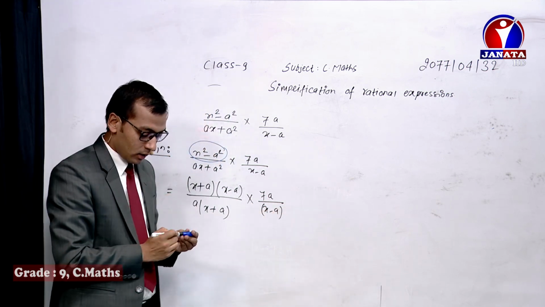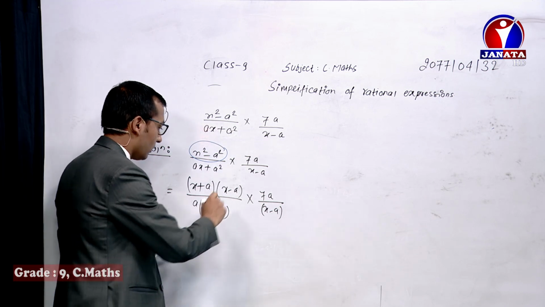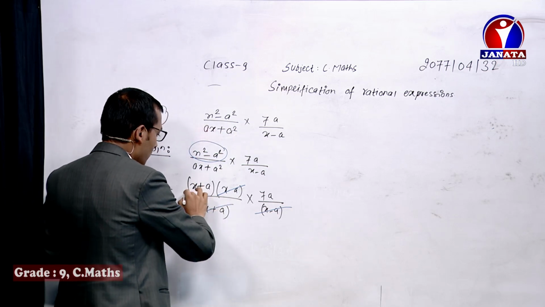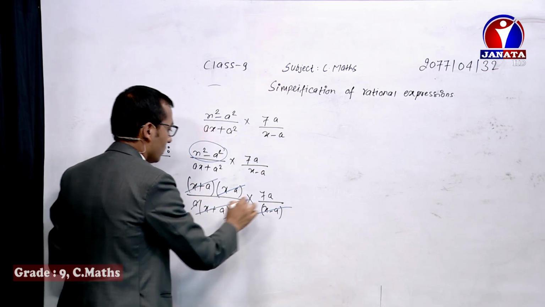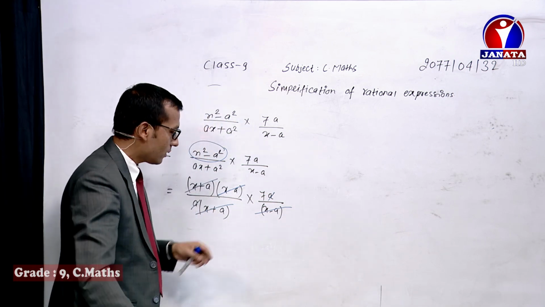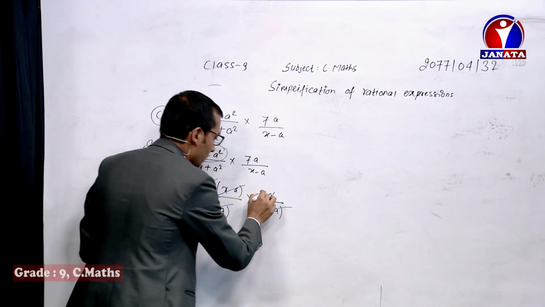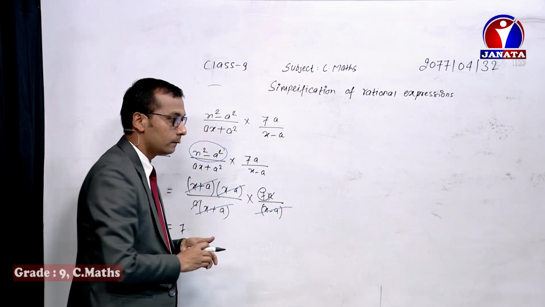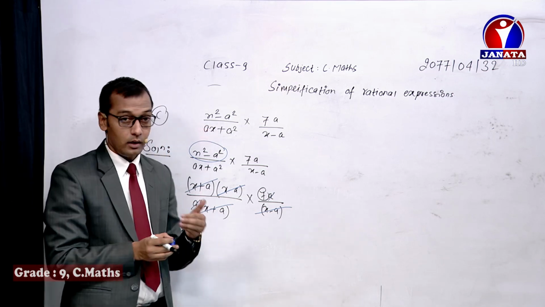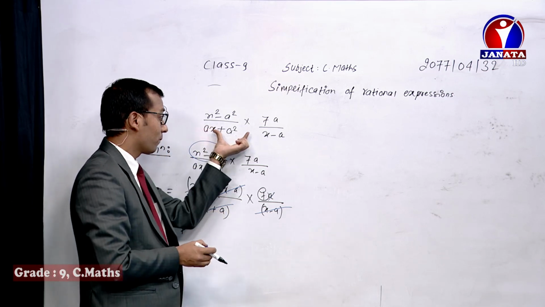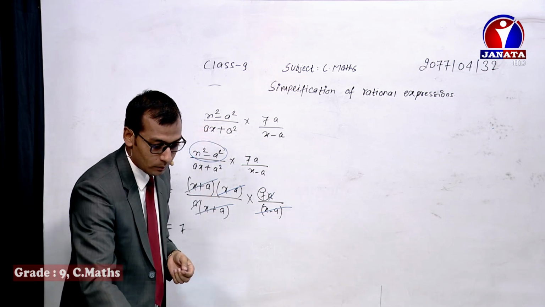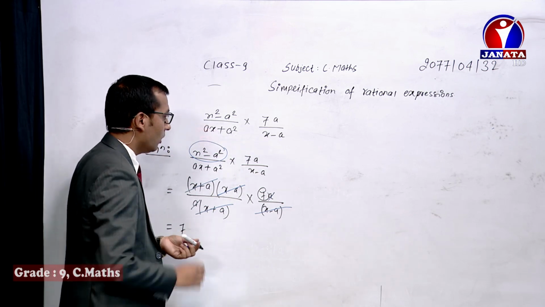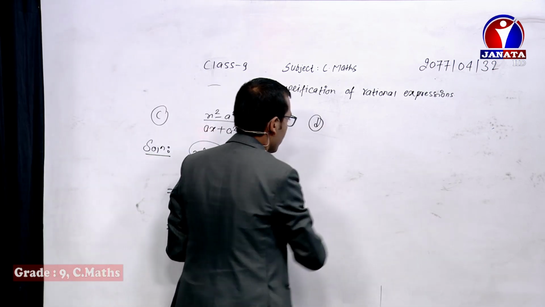Now we can cancel the common factors. X minus a is common, x plus a is also common, and we also have common factor a. We cancelled all the common factors. Now what is the term left here? We have 7 left. So this is the final simplest form of this simplification. Now let's practice some other questions of simplification.